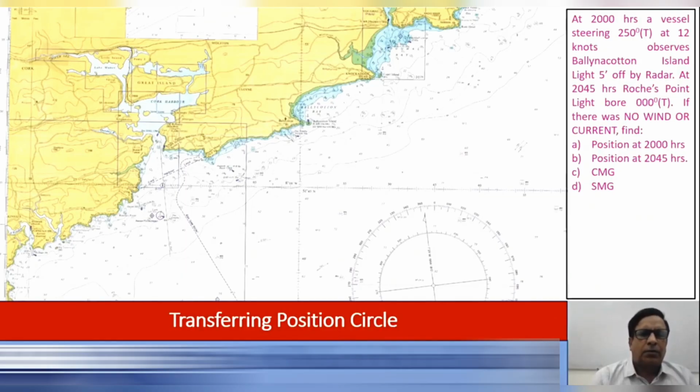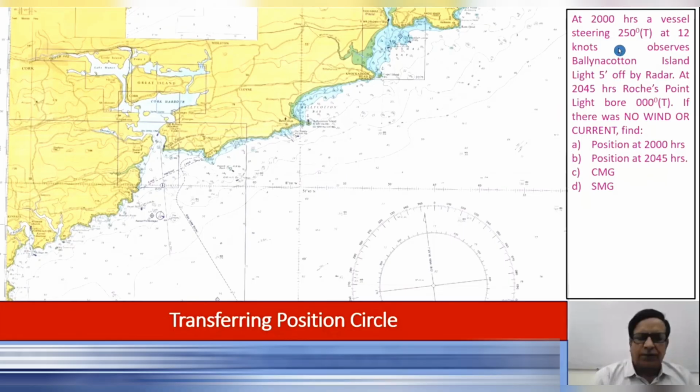So no wind, no current, that means CTS and CMG are the same. Distance made good and engine distance will be same. So okay, so this question is clear, beta. Any doubt in the question? No, sir.